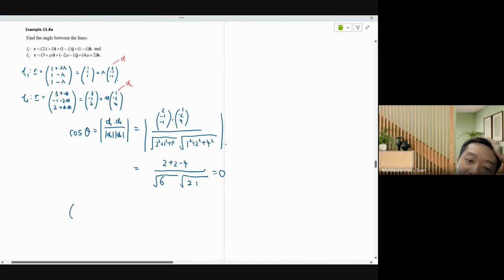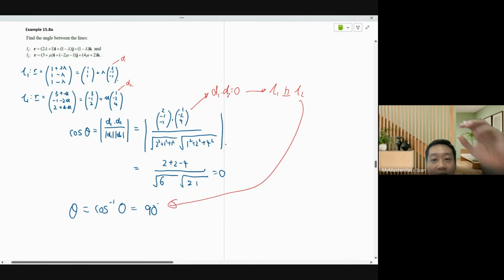So what is the angle? 90 degrees. You know why? Because look here, d1 dot d2 equals 0, right? If d1 dot d2 equals 0, it means L1 is perpendicular to L2. So that's why the whole thing is 90 degrees.